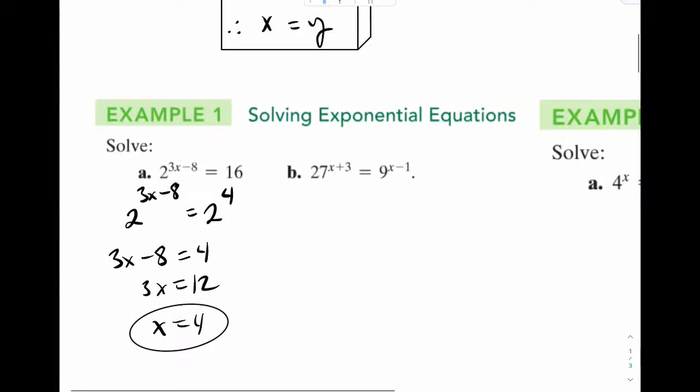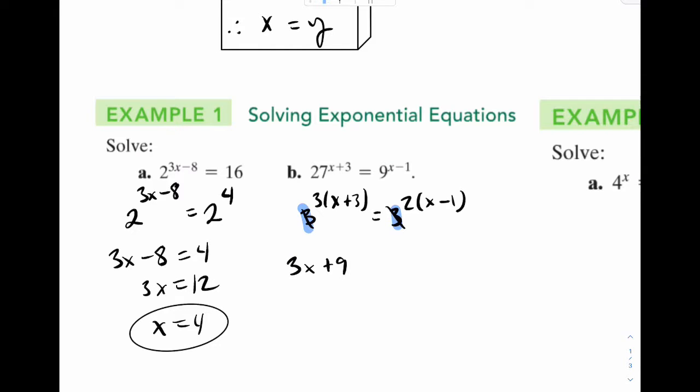Let's try it here. So I have 27 and 9. So let's rewrite that in terms of 3. Notice I'm using parentheses. That's very important. Now that the 3's are the same for the base here, we want to get rid of them. So I'm just going to erase those essentially. 3x plus 9, that should equal 2x minus 2. So we're going to see x is equal to negative 11. And we're done.